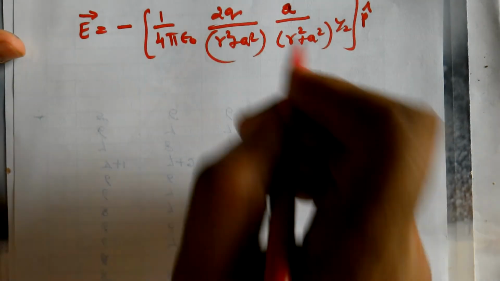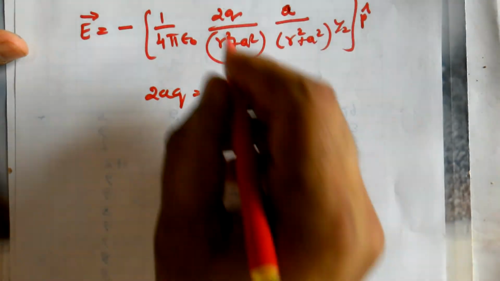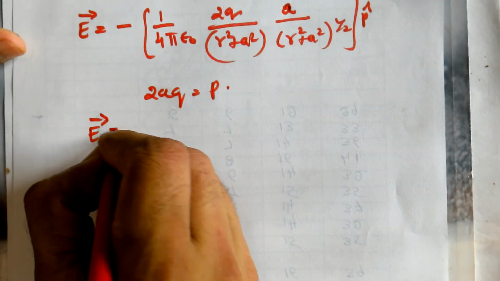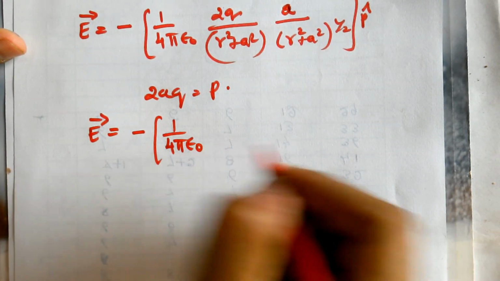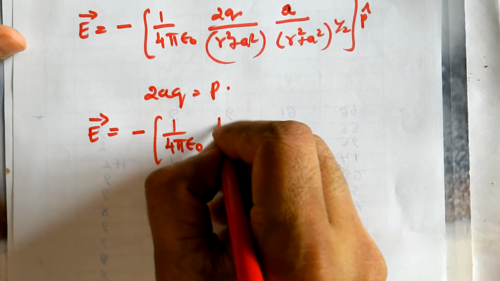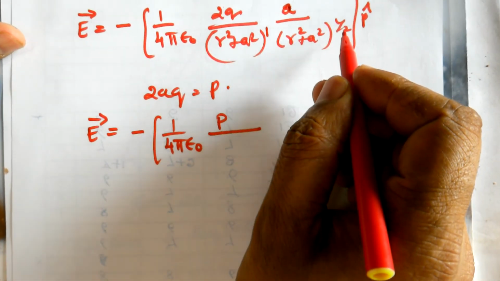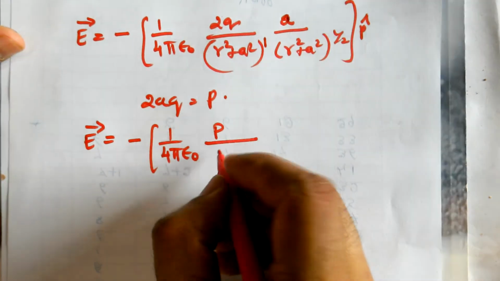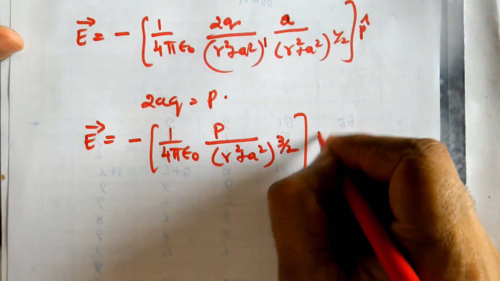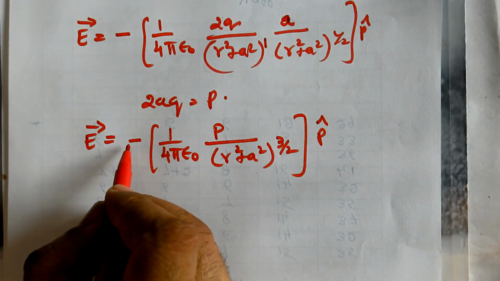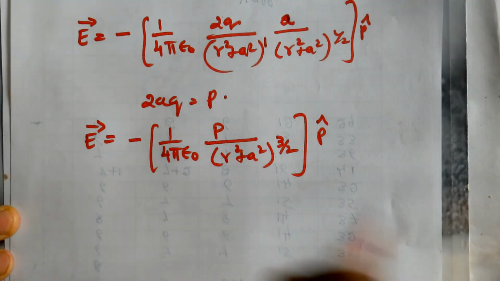Now I will continue. So what is the electric field? Now you have 2aq. You know that 2aq is the magnitude of dipole moment. I can replace it here. Electric field E is equal to minus 1 by 4 pi epsilon naught 2aq, I can replace it with P, divided by, this is to the power 1, this is to the power half, so totally 1 plus half, 3 by 2, r square plus a square to the power 3 by 2, P cap. Minus P cap, minus is here. So this is one formula. Of course, this formula is also correct.